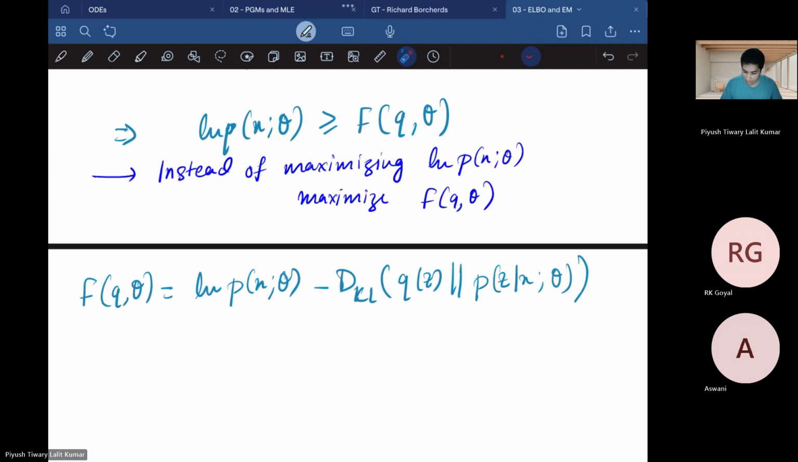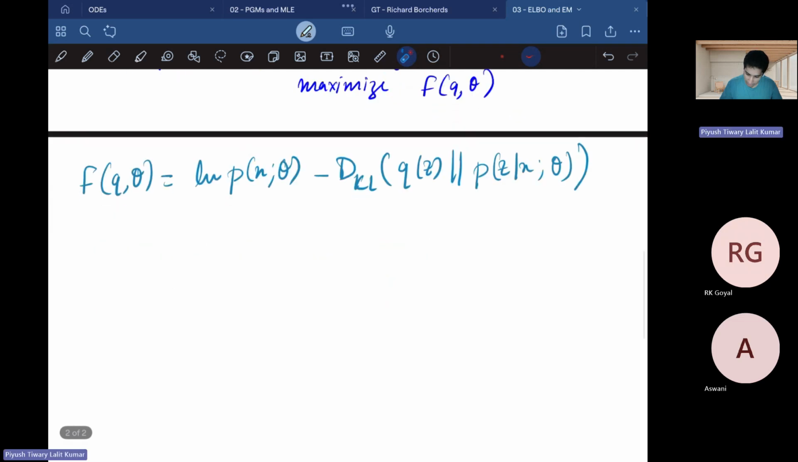But that is a little bit technical, so I'm going to avoid that proof. Instead, we will see EM, which does exactly this thing. It maximizes this ELBO. But another way to look at it is that, from this equation, if you want to maximize this, right?